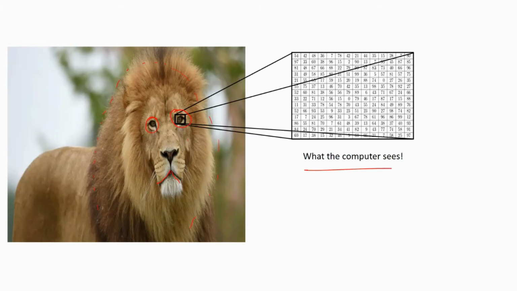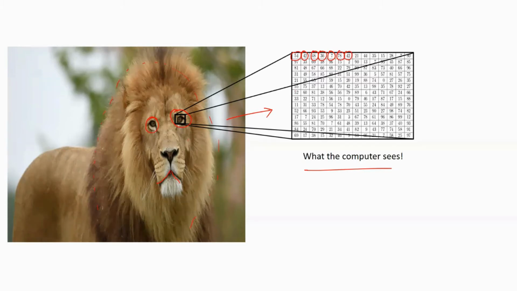Each and every feature of the lion will be read as pixel values in the computer, or any image, not only the lion. Every image, when you show it to the computer, will be read as pixel values. These individual cells, individual values, are nothing but your pixel values, and these pixel values will differ.